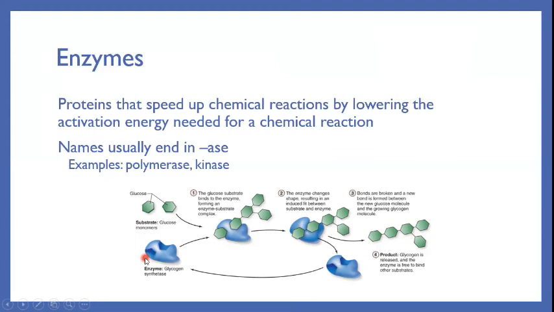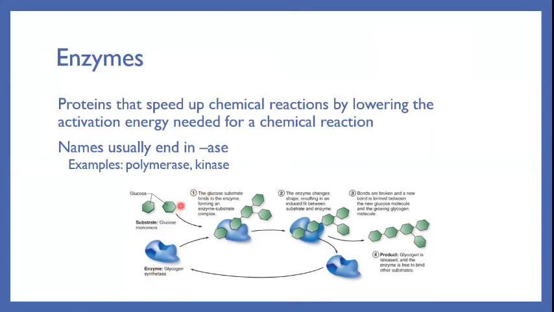Typically, when it comes to enzymes, they're going to end with the letters "ase," so polymerase, kinase, and most of the time they are kind of named for what they do. This one, you can think glycogen. Remember, that's the storage form for glucose. Synthase, so it produces that. Its substrate is going to be a glucose monomer.